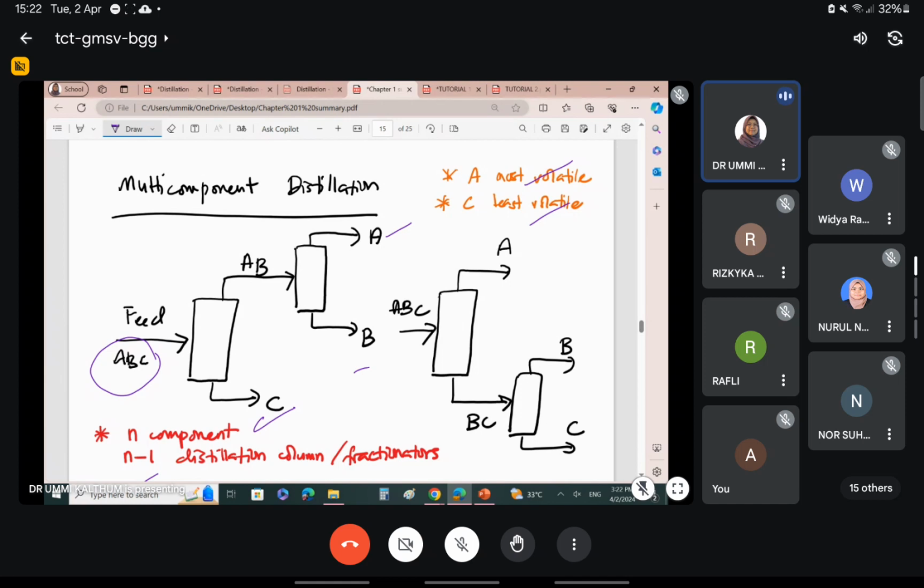Alternatively, ABC enters, A comes out at the top, B and C come out at the bottom. So B and C we have to separate. So B goes to the top, C comes out at the bottom. Okay, like that. Can?